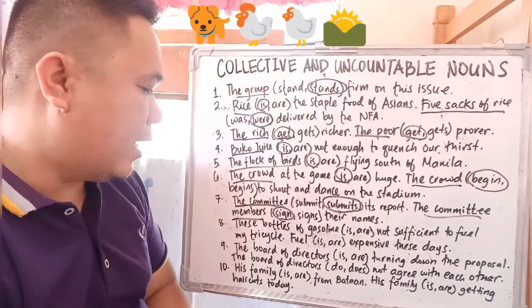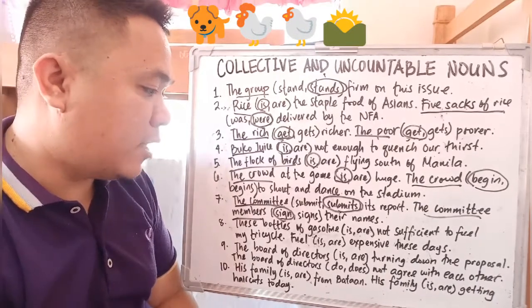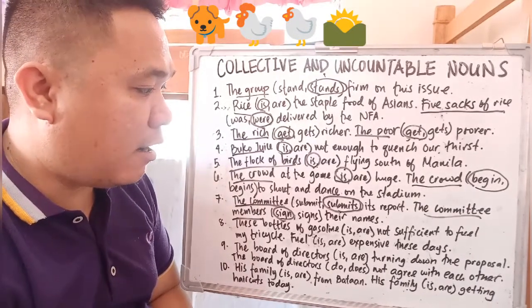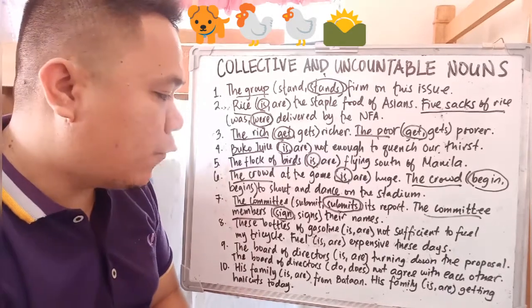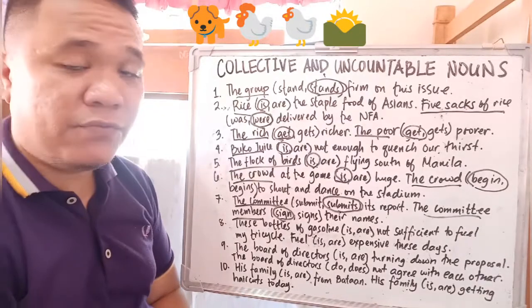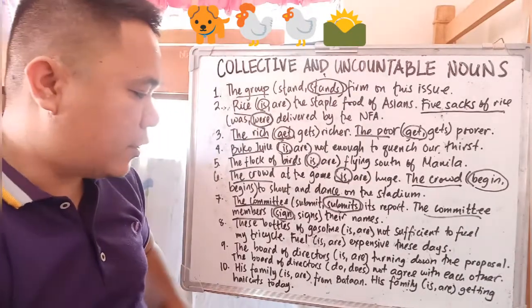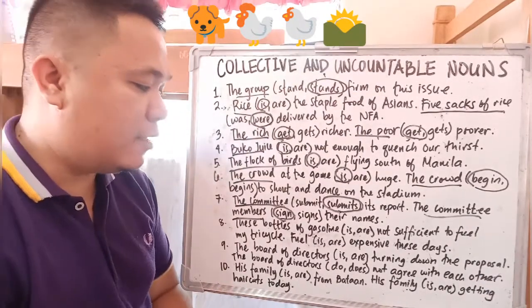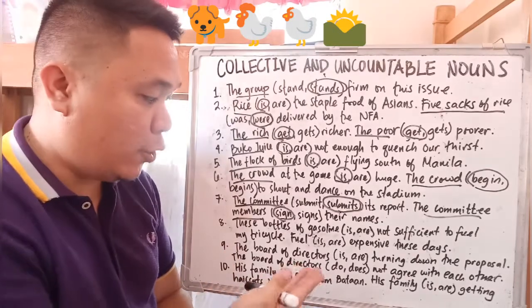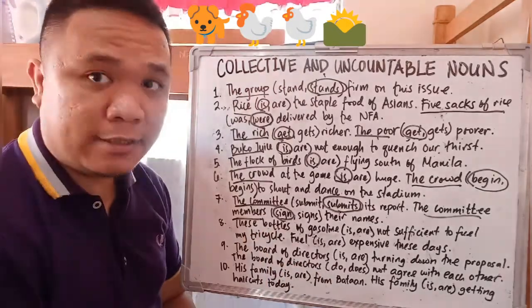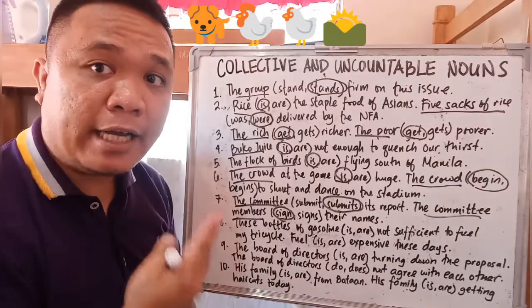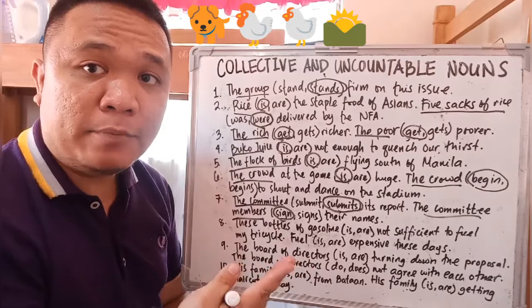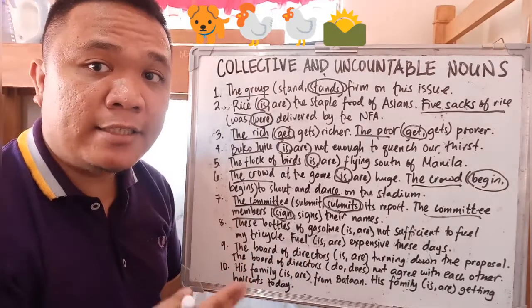Very good. Next, these bottles of gasoline are not sufficient to fuel my tricycle. Fuel is expensive these days. So now, the bottles of gasoline is a collective noun with the unit bottles. Without the bottles, only the gasoline, that becomes an uncountable noun. Uncountable noun functions as singular.